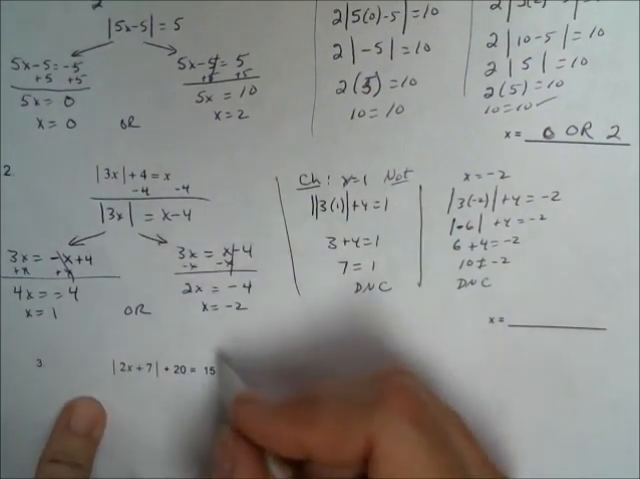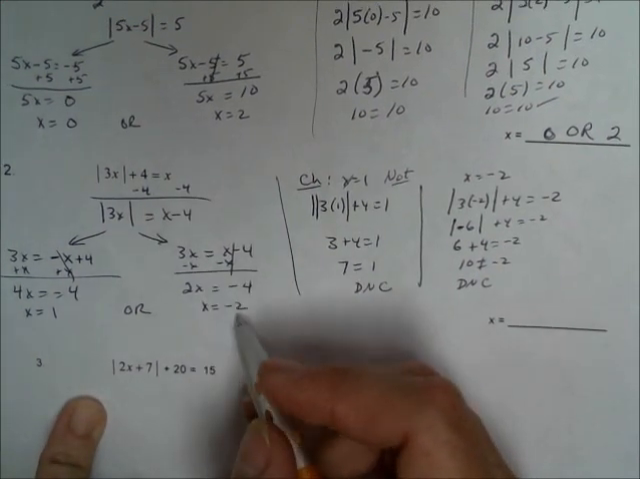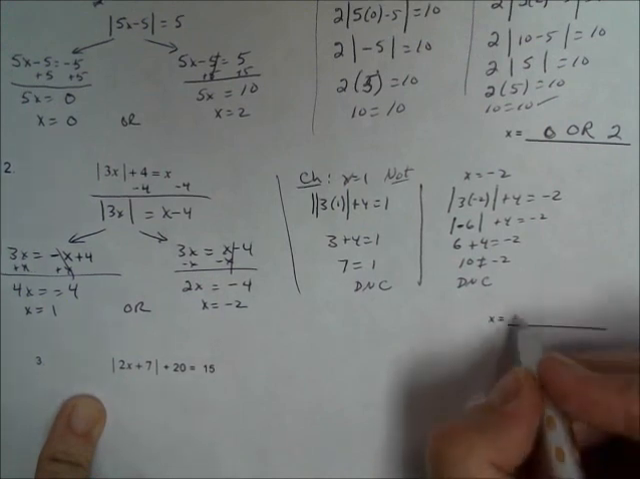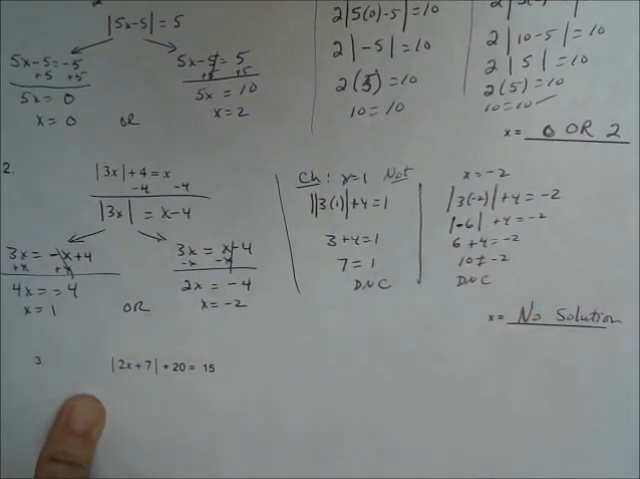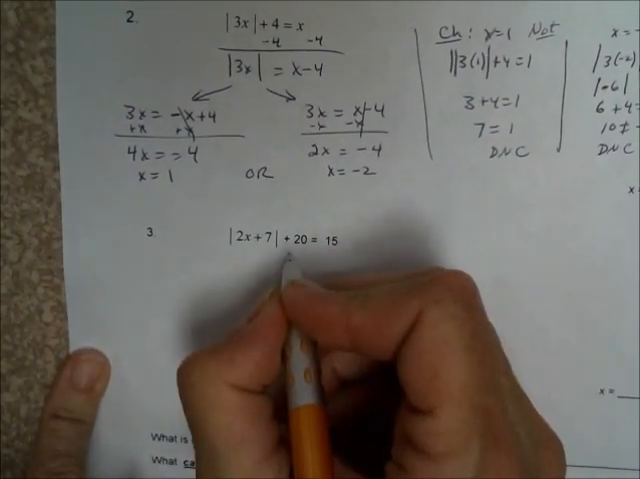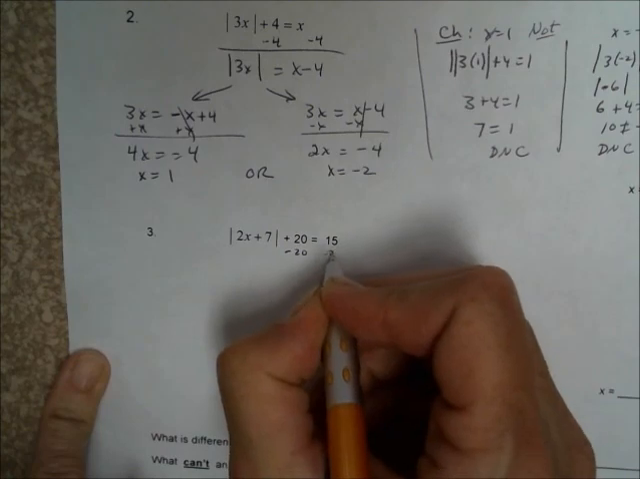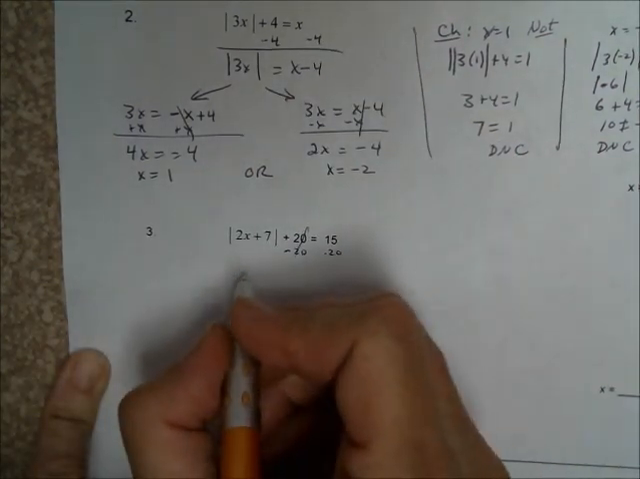So both of these solutions that we came up with were valid algebraic steps, but neither of them checked. So there is no solution because neither of these checked. And sometimes that happens. Now in this problem, you're going to subtract 20 from each side because you have to isolate, just like you did in number 2, to get rid of that 20.